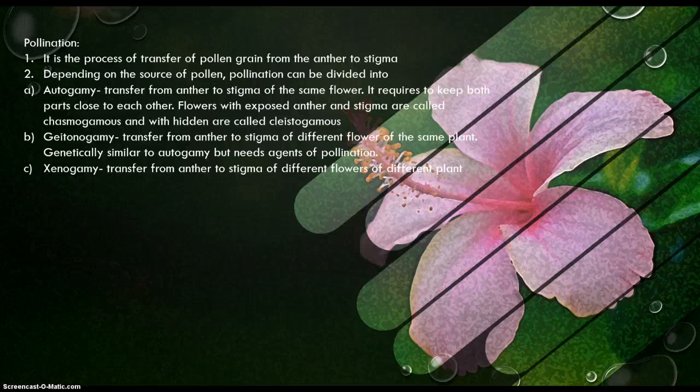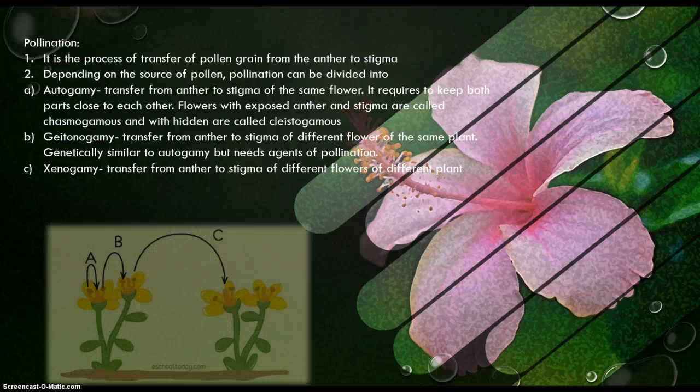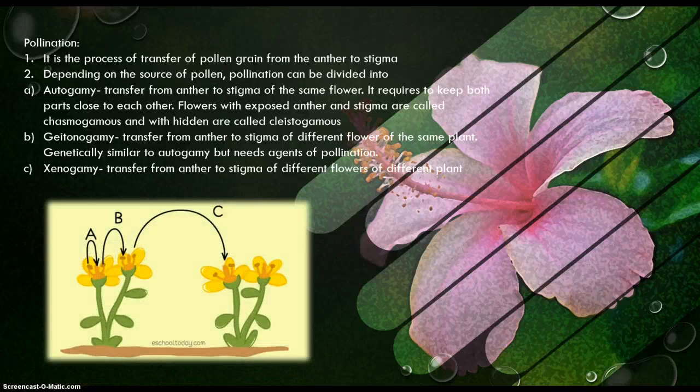Next is geitonogamy, the transfer of pollen grains from anther to stigma of a different flower but of the same plant. So inside the same plant we have two different flowers, one containing the anther, the other containing the stigma, and the transfer occurs there. Genetically it is similar to autogamy, but it needs agents of pollination. After geitonogamy comes xenogamy. Xenogamy is totally different. That is the transfer of pollen grains from anther to stigma of different flowers of different plants. So you can see in this diagram, process A is autogamy, process B is geitonogamy, and process C is xenogamy.